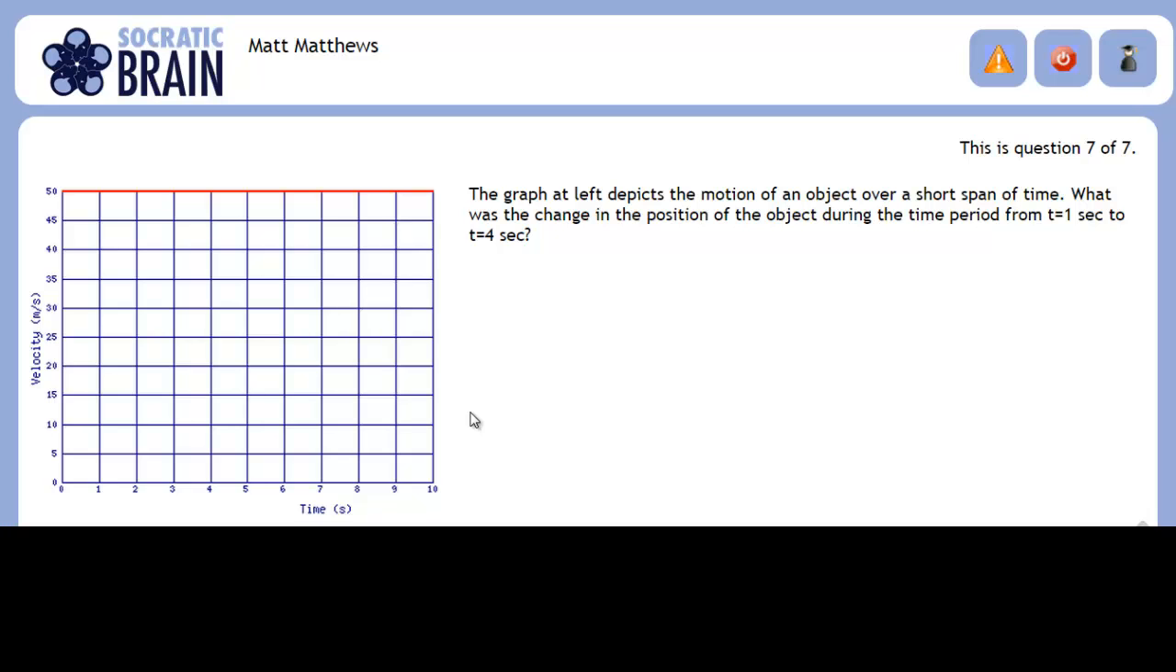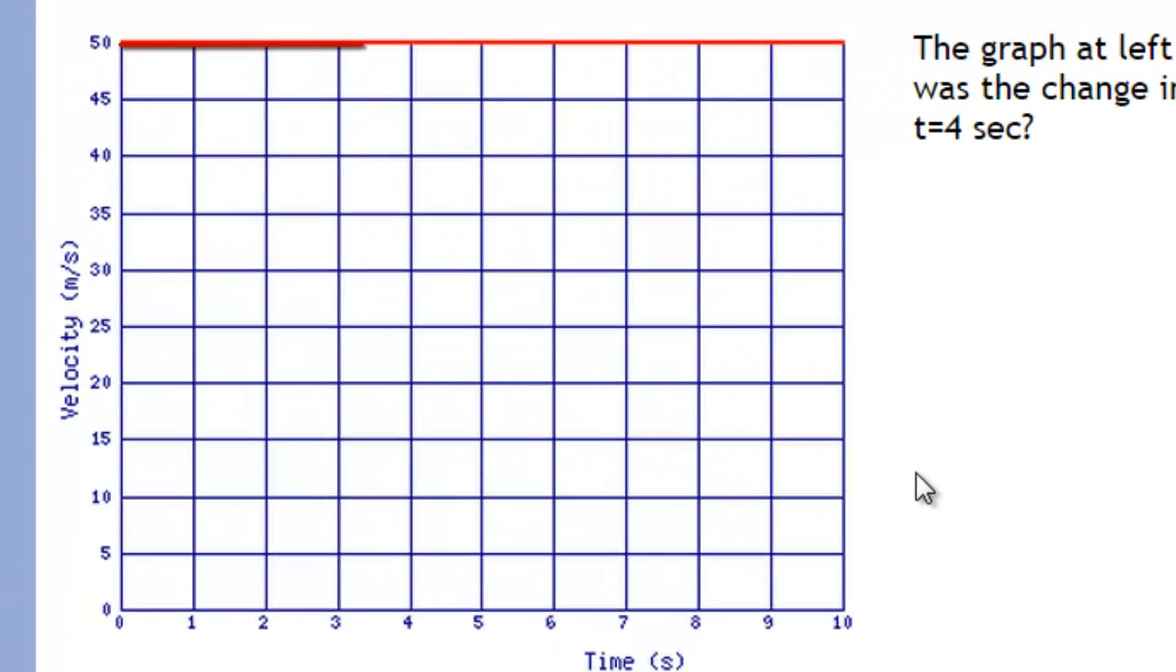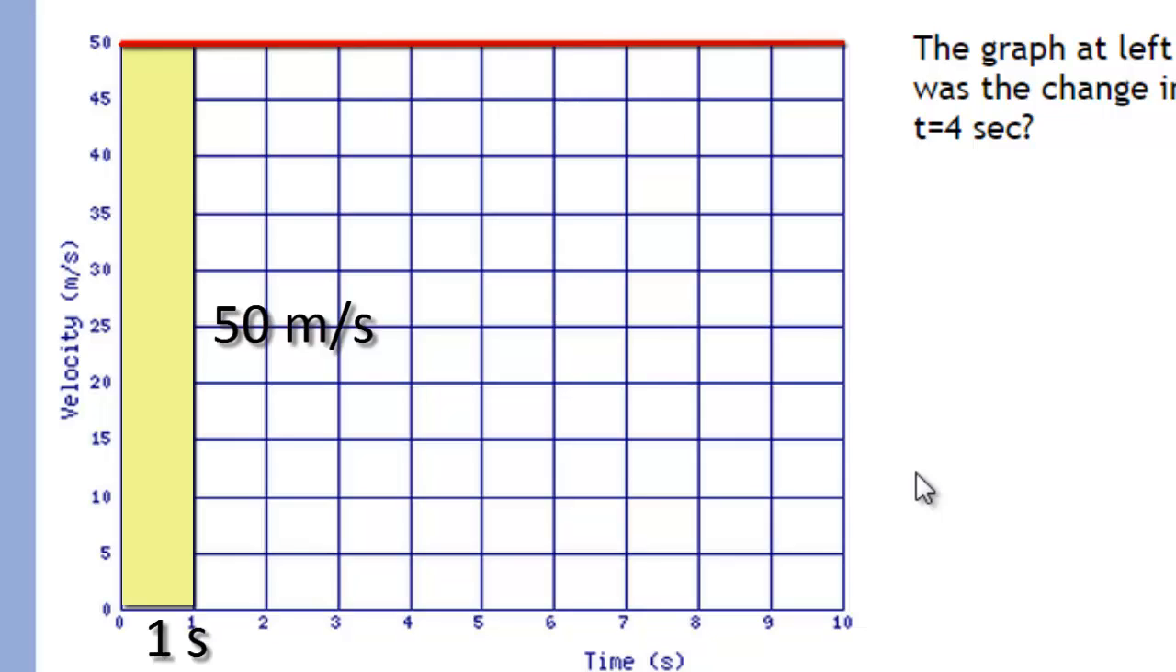Now notice that it's a horizontal line on this velocity time graph. If it was a position time graph, there wouldn't be any change in position, but this is a velocity time graph. We can find the change in position by finding the area under that red line. At 50 meters per second, after 1 second, how far did it go? Do you see how it's just 50 times 1?